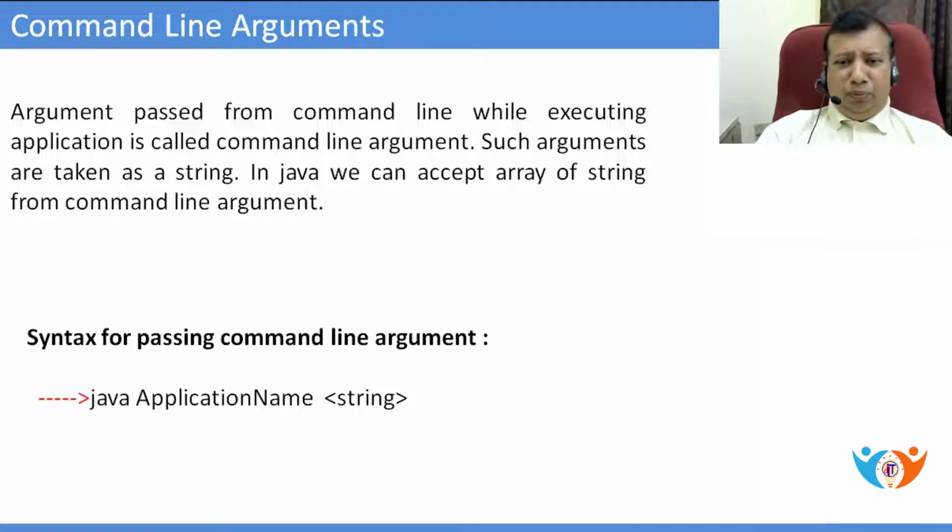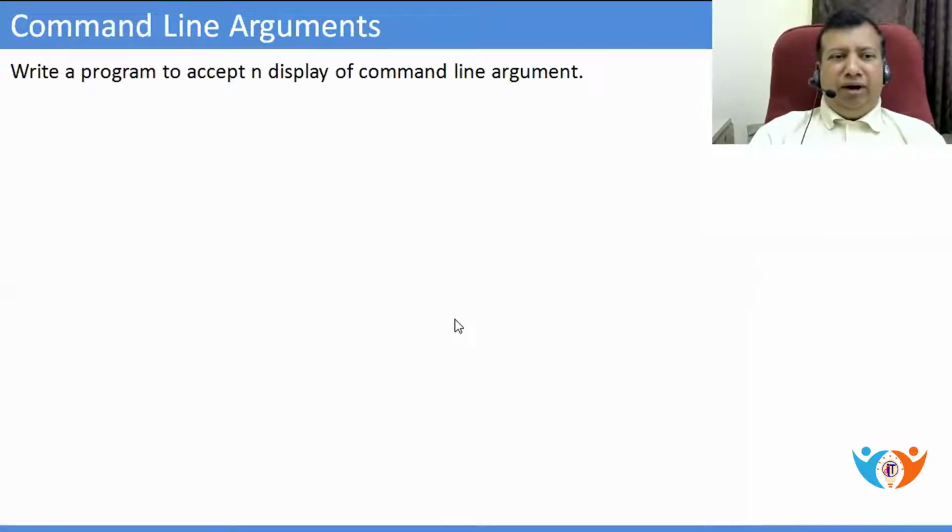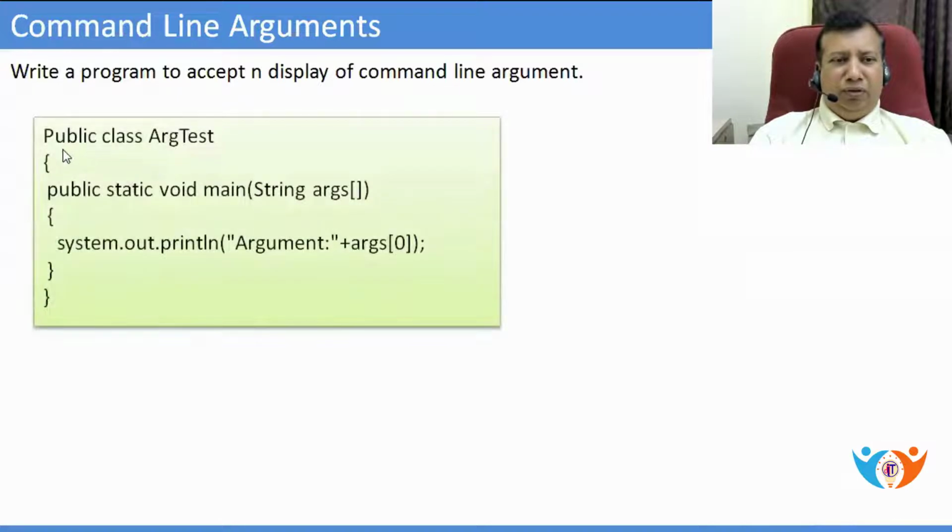Let us move to the program. This is a simple program. Write a program to accept and display a command line argument. Your program should accept one command line argument, a single argument, and it has to be displayed. This is the program for command line arguments. It is public class ArgTest. The p should be small here. ArgTest is the program name.